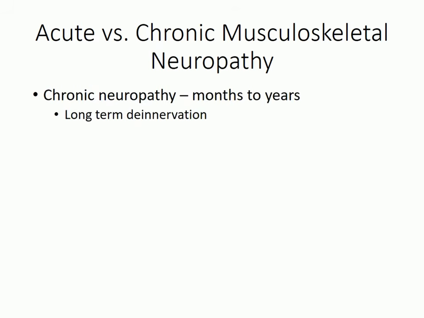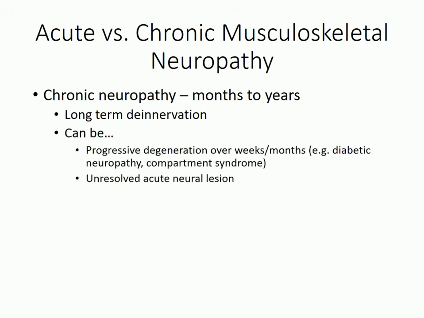Peripheral neuropathies typically require months to years to be considered chronic. These are instances of long-term denervation, which can be the result of progressive, advancing denervation, such as in the case of unresolved diabetes, or a low-grade compartment syndrome causing greater and greater degeneration over periods of months or years, such as a case seen with uncontrolled diabetes, or alternatively, a traumatic neural lesion that did not adequately heal and has thus become chronic in nature.